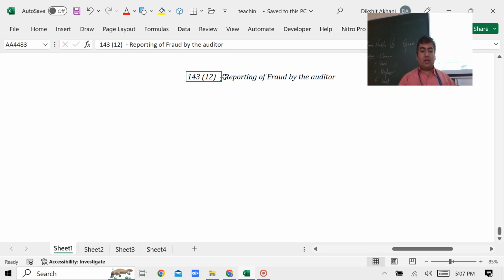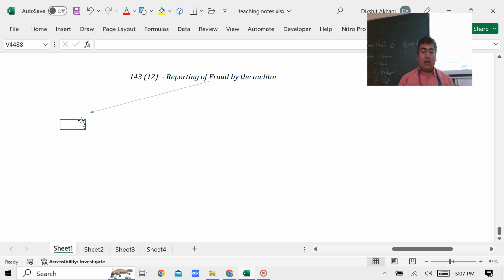So the question is very easy, guys. During the examination, what if you found the company has made a fraud? Then how will you handle it? So look, there are two cases here. Either the fraud is up to 1 crore, or the fraud is beyond 1 crore.